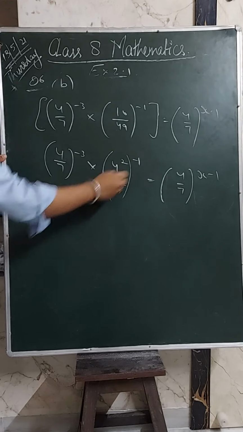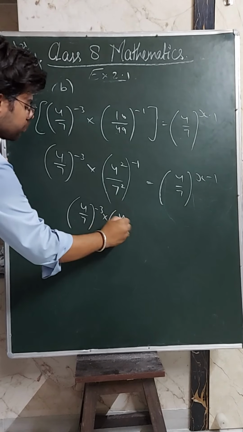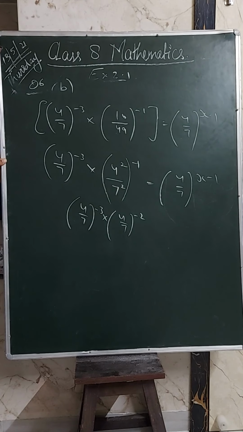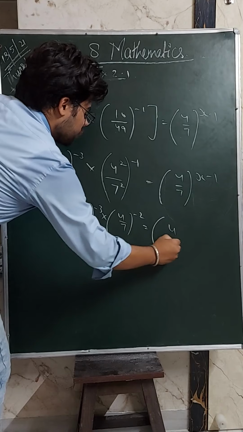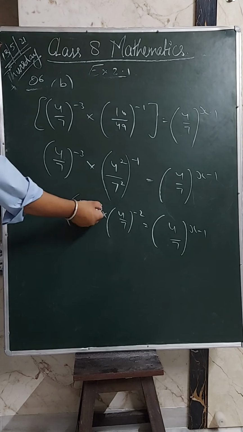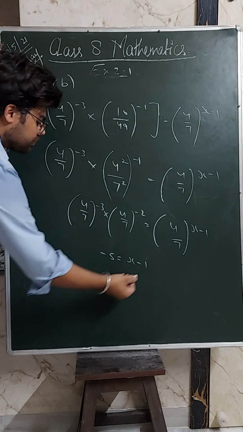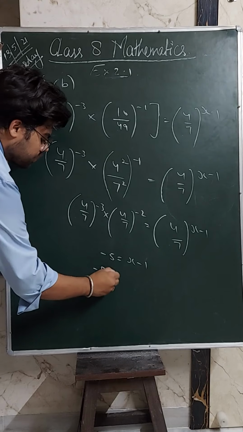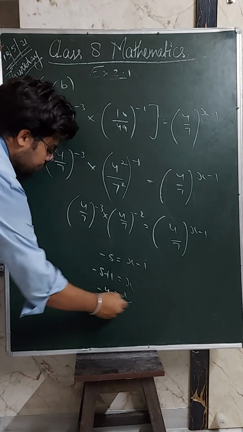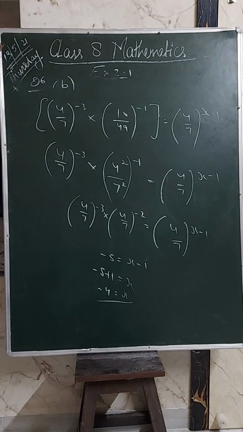Now the 2 will go outside. So 4 upon 7 power minus 3 and 4 upon 7 power minus 2. Minus 1 is there, 2 will be multiplied outside, so minus 2. And last, 4 upon 7 power minus 1 will be left. So now the power will be added. Minus 3 minus 2, it is what? Minus 5 and x minus 1. Minus 1 will become plus 1 here. So the value of x is minus 4. This is the answer.